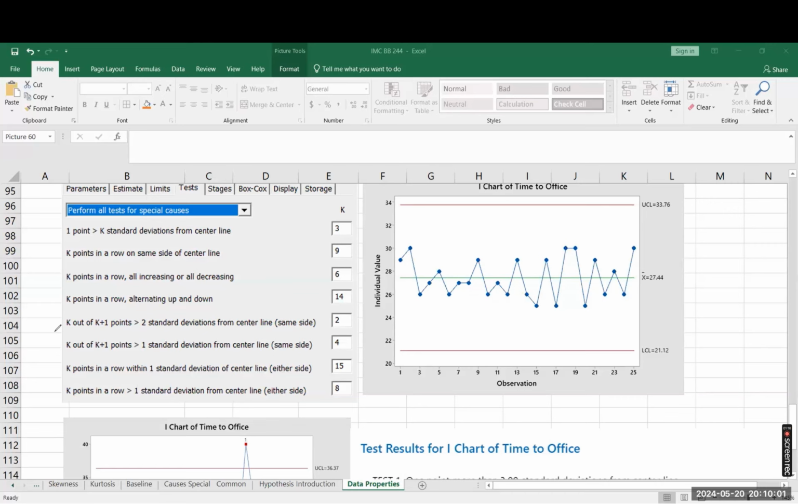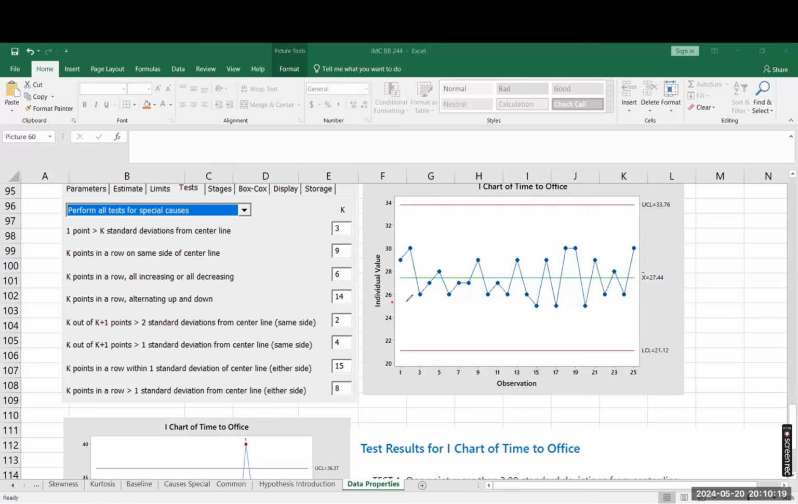Rule number 5: K out of K plus 1 greater than 2 standard deviations from the center line.